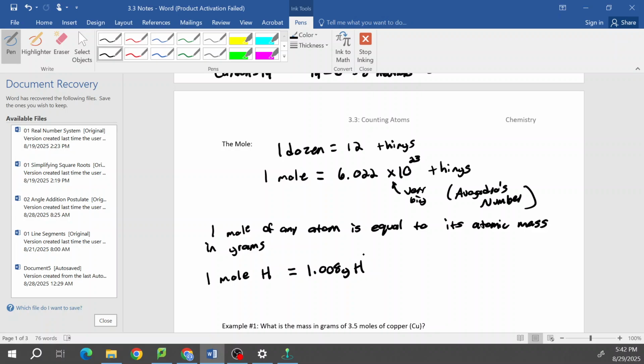Can I do the same thing for the other elements? I absolutely can. 1 mole of carbon, for example. Can you tell me how many grams of carbon that might be equal to? Well, if I look at the periodic table, the atomic mass of carbon is 12.011, so 1 mole of carbon is equal to just a little over 12 grams of carbon. And we can use that to solve the following problems.